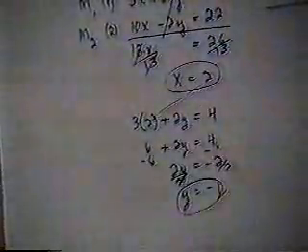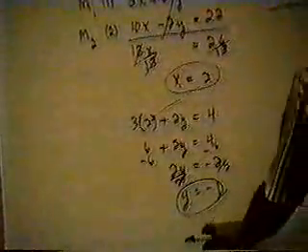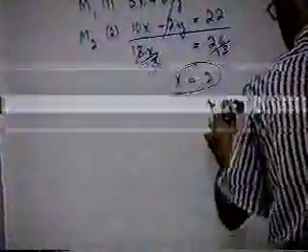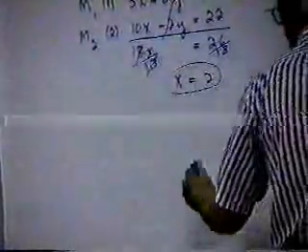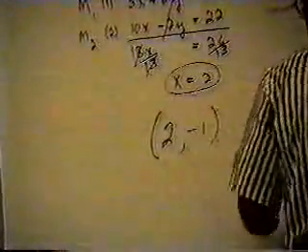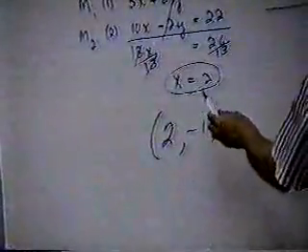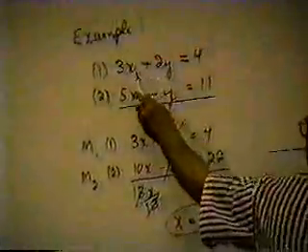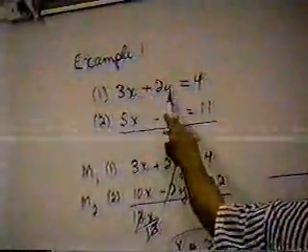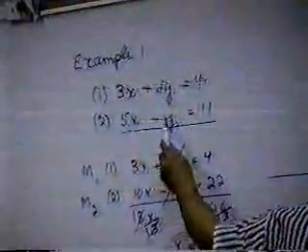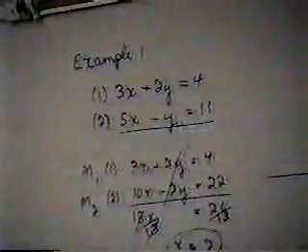Well, those are numbers. What does it mean? Well, what that says then is this. The solution set is the point (2, minus 1). The solution set. What that says, let's look back at the original equation, is if I put a 2 here and a minus 1 here, it will equal 4. And if I put a 2 here and a minus 1 here, it will equal 11.